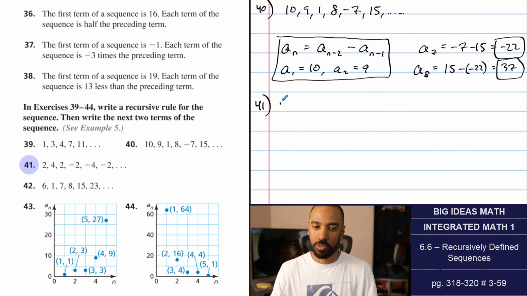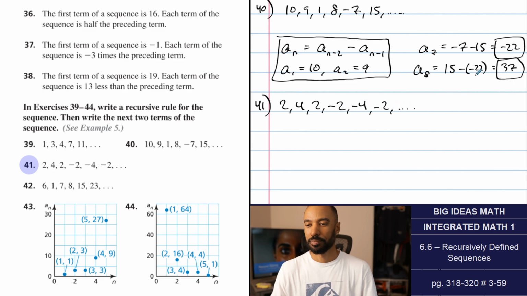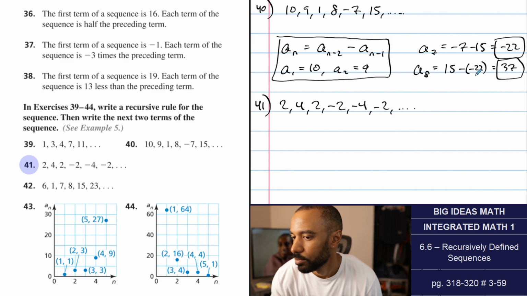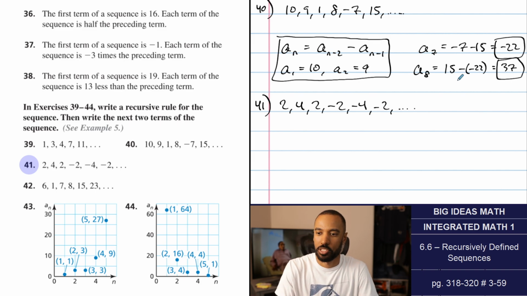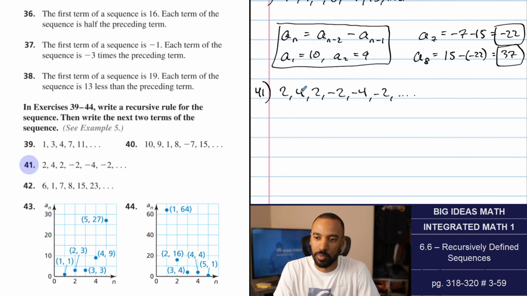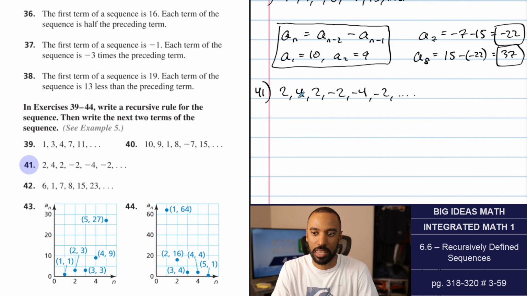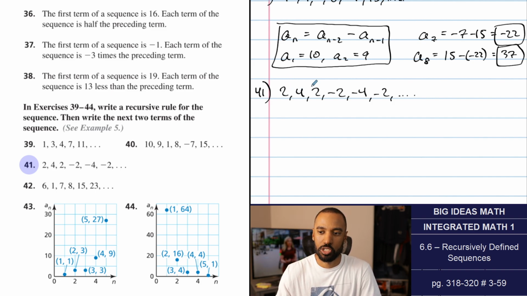Okay, so 2, 4, 2, -2, -4, -2. Couldn't say off the top of my head. Let's see. 4 minus 2 is 2. 2 minus 4 is -2. -2 minus 2 is -4. I think it's this term minus that one. So 4 minus 2 is 2.